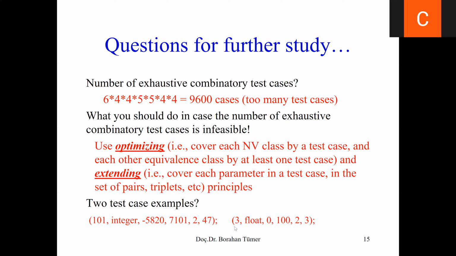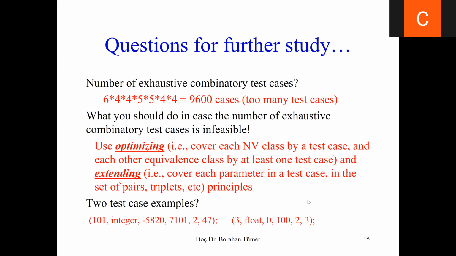And here we have another test case example, well, this is rather a test case for the boundary values: 3 for the array size, float for the type, 0 for the minimum element value, 100 for the maximum element value, 2 and 3 for the positions of min and max elements. So, this is still a valid test case, but it is around the boundaries.